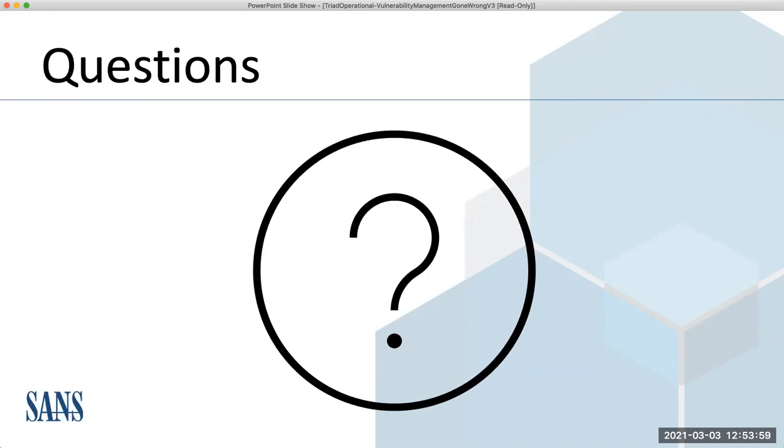So Laura, I'm going to pass it back over to you. Perfect. We have a lot of great questions. First one, what role does cloud play when identifying assets? Does it get easier or more complex?